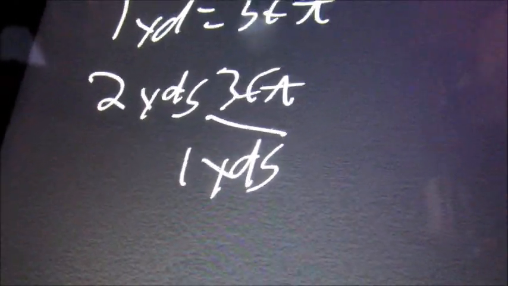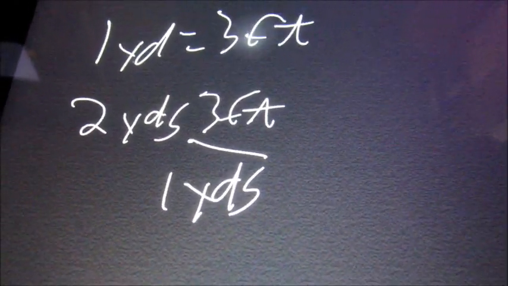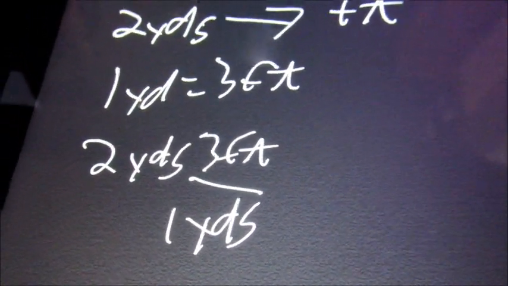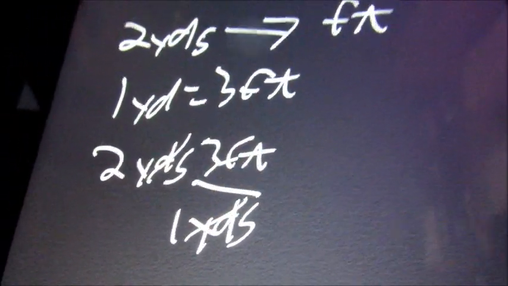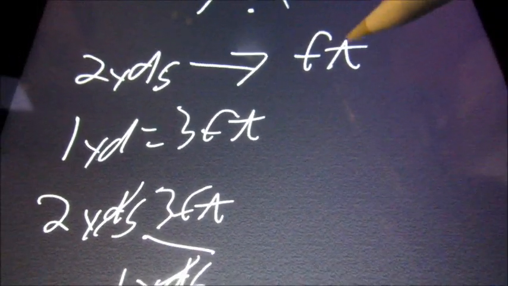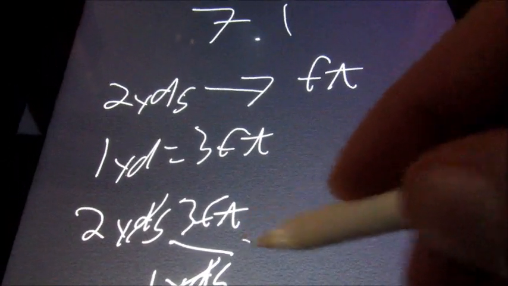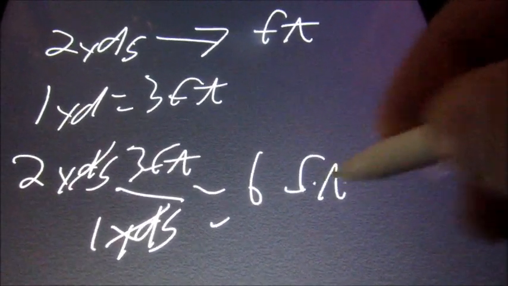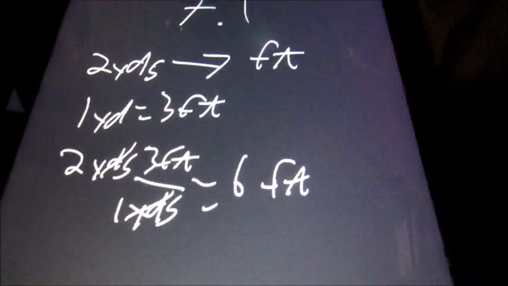Now before we do any of the actual math with numbers, let's see, we have yards on top and yards on bottom. Yards divided by yards is 1, so those cancel. And now our unit that we're left with is feet. And that's what we want our answer to be in, is in feet. So that means we're going to say 2 times 3 equals 6 feet for our answer.